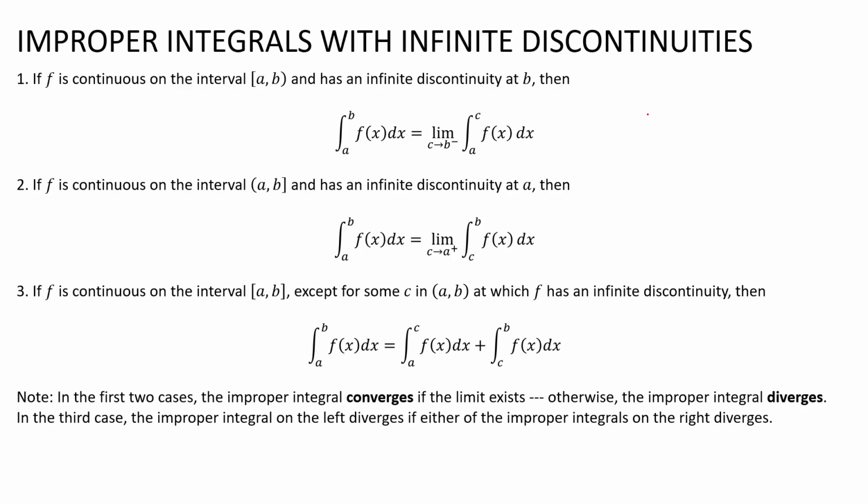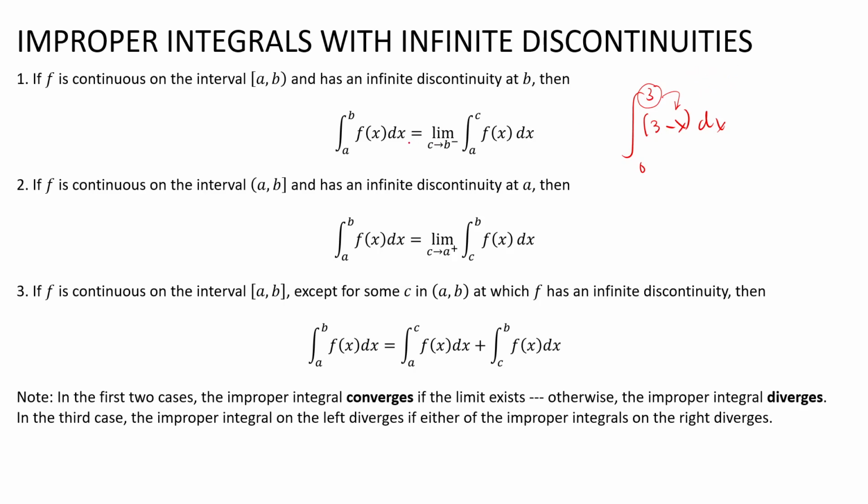So for example, if you have 1 over 3 minus x dx, and let's say you have the upper limit as 3, it is discontinuous at the upper limit because when you try to evaluate this one, it gives you 0, right? So it doesn't give you any value anymore. So that's one example. All right.